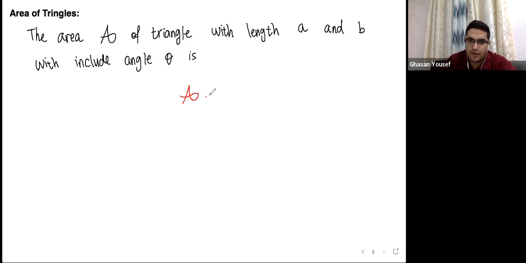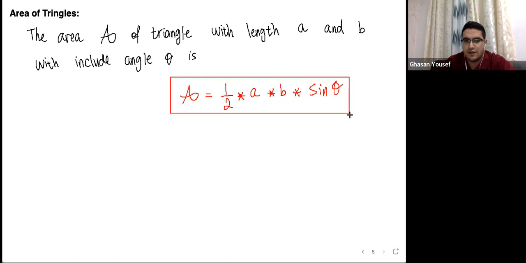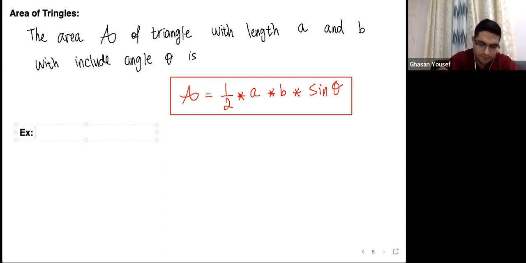script A, the area, equals 1/2 times A times B times the sine of theta. This is the formula for the area of any triangle. So, an easy example for this: find the area for a triangle.